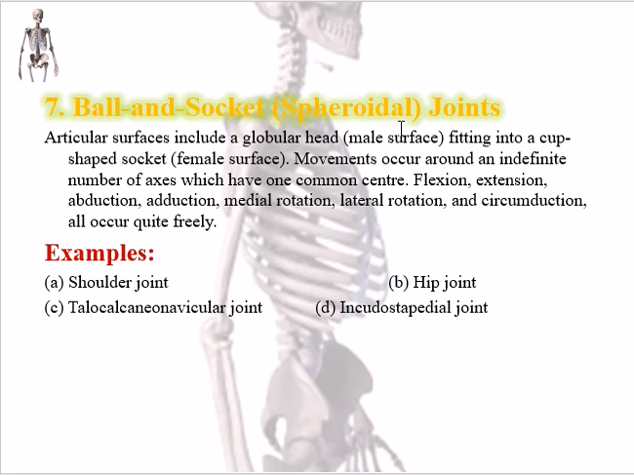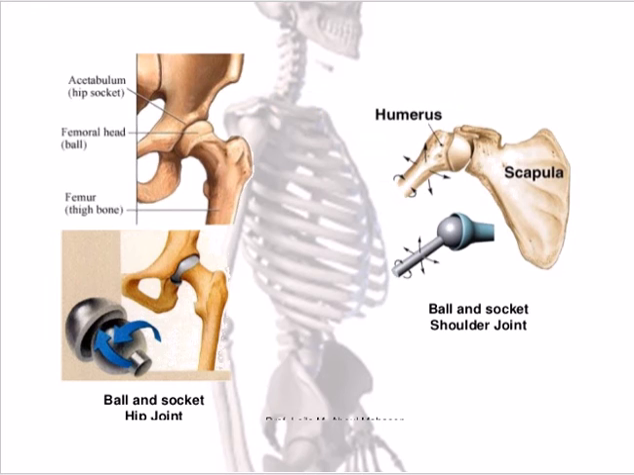Number 7. Ball and socket or spheroidal joints. Articular surfaces include a globular head male surface fitting into a cup-shaped socket female surface. As you know, female surface is always concave and male surface is convex. Movements occur around an indefinite number of axes which have one common center. Flexion, extension, abduction, adduction, medial rotation, lateral rotation, and circumduction all occur quite freely. Examples include shoulder joint, hip joint, talocalcaneonavicular joint, and incudostapedial joints. Look at these: ball and socket joints, the hip joint and shoulder joint.